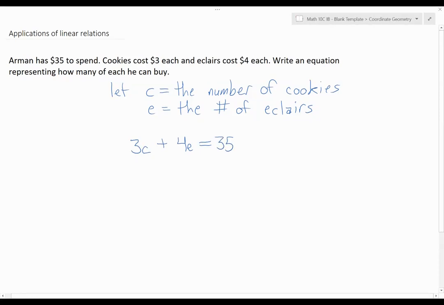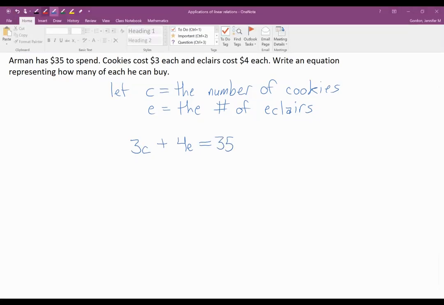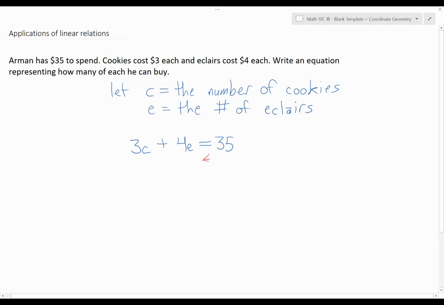Technically, I should probably do this as an inequality. It's less than or equal to 35. He doesn't have to actually spend all of his money. But if he did want to spend every single dollar he has, then the possible solutions to this would have to be solutions to 3C plus 4E equals 35.